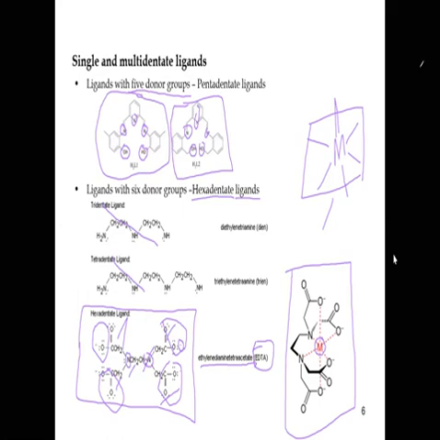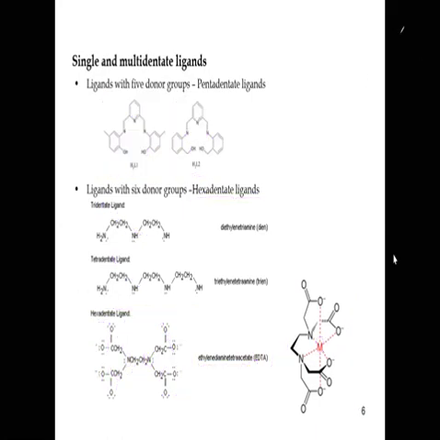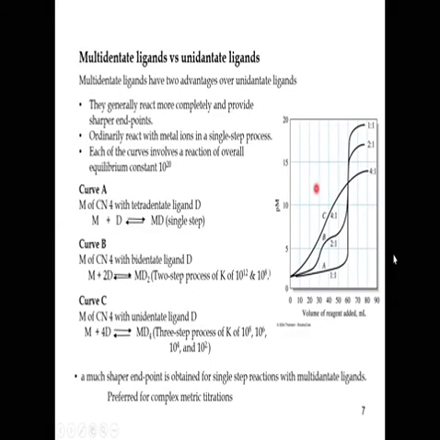We go to the next slide. Now, multidentate ligand versus unidentate ligand. Why are we so worried about the number of donor groups in a ligand? Right, now you can understand here.